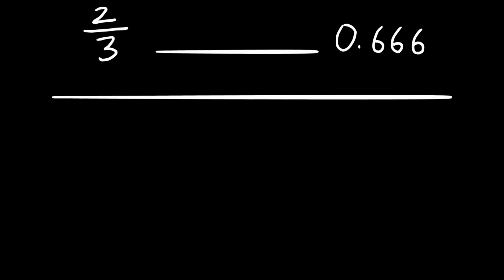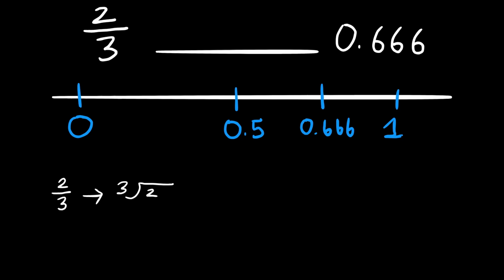Here's another example. We have 2 over 3 and we have 0.666. So 0 is here and 1 is over here, and you already know that between these two numbers you can find 0.5. So 0.666 will be around here between 0.5 and 1. But what about the fraction? Let's divide this fraction, and 3 cannot go into 2, so you need a decimal. You need to add a 0.